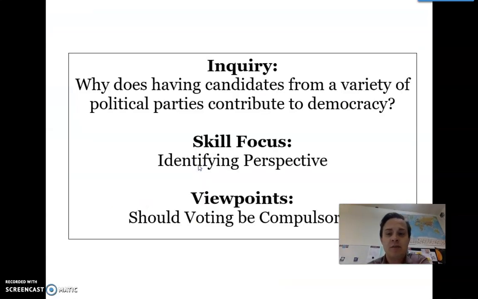So we'll start by talking about what our big question is. Why does having candidates from a variety of political parties contribute to democracy? The skill is identifying perspectives, and the viewpoints question is, should voting be compulsory?